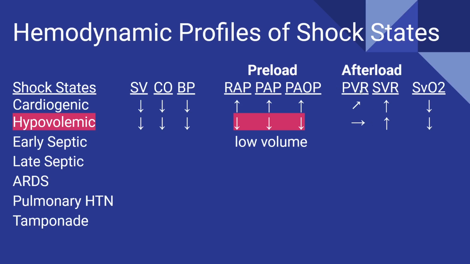So your pulmonary vascular resistance shouldn't change, but your systemic vascular resistance definitely should, right? Just to keep up with this low blood pressure, your body's going to vasoconstrict. Okay, those kind of match. That makes sense why those two are in opposite directions.